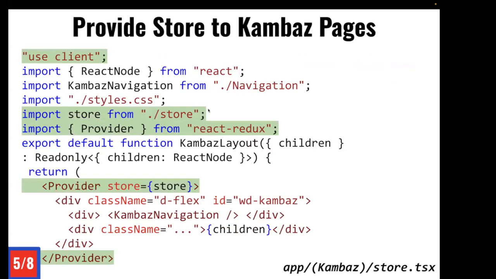Once we have the store, we can provide that store to the rest of the application. So we're going to import the provider from React Redux and the store that we just created, and then we're going to wrap the entire code of the Kambaz application with the provider, so that all components under there should be able to access that store.